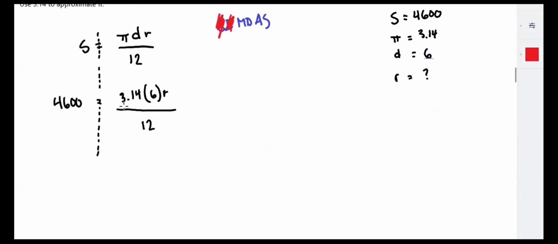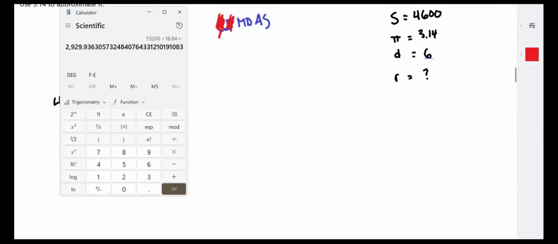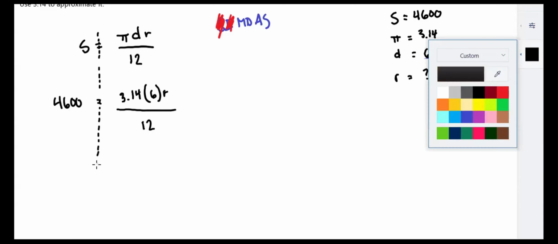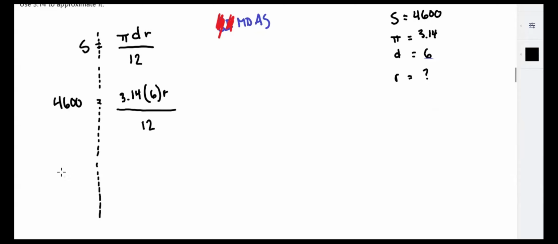I do have multiplication. I do have 3.14 times 6. I can do that. I mean, not in my head. I can do it with the calculator. Let's do it. 3.14 times 6, 18.84. All right, so let me rewrite this. I did not touch this, so I'll just bring it down. I did do 3.14 times 6, and that turned out to be 18.84, but I have not touched anything else, so there's still an R there, and there's still a 12 there.